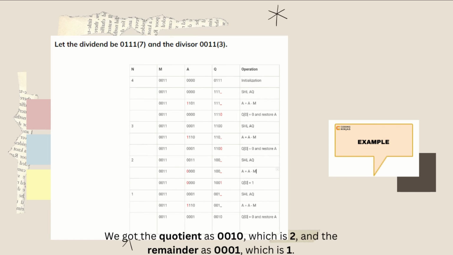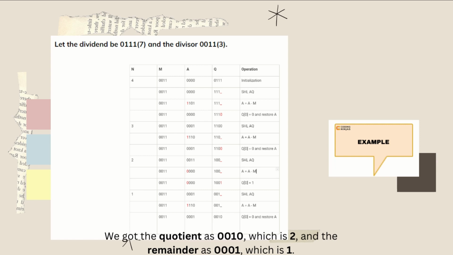Next, again shift left and then subtract. We are getting 1110. The sign bit of A is 1, so restore the value, A equals A plus M. So we are getting back the same value, the value of Q is 1100, and the sequence counter is decremented from 3 to 2. After this, again shift left because it is not equal to 0.